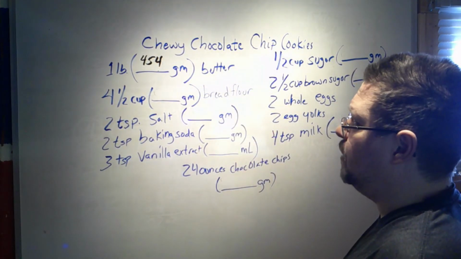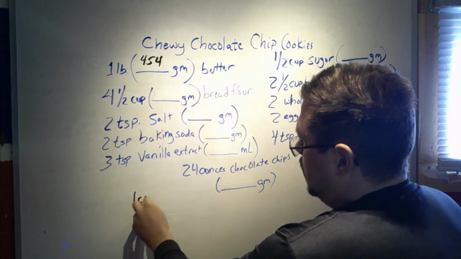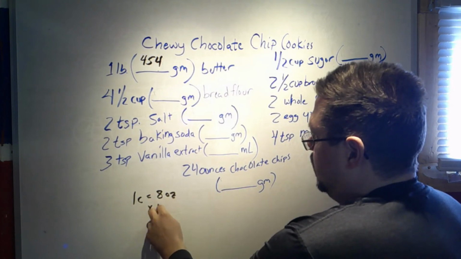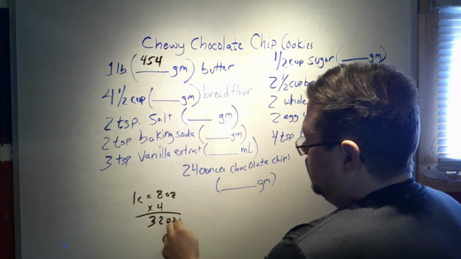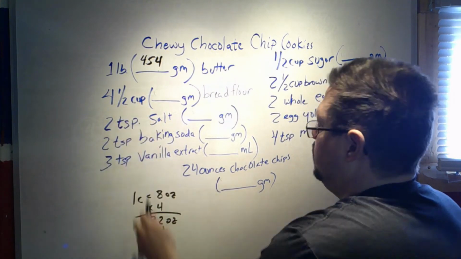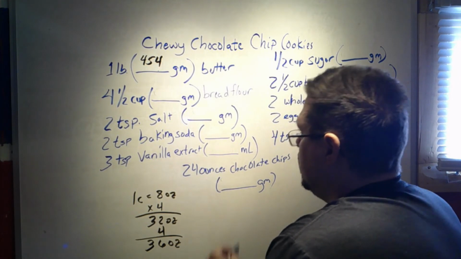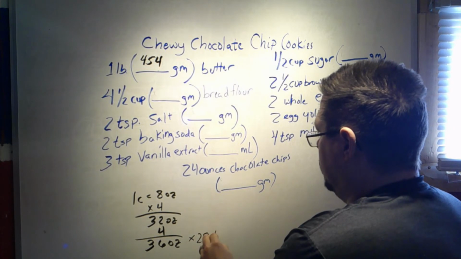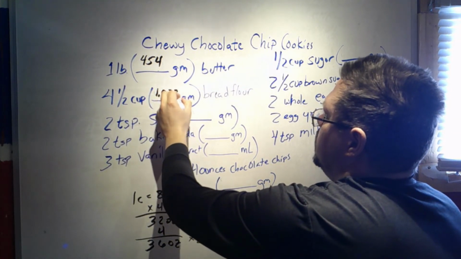4.5 cups of bread flour. And again, remember, 1 cup is equivalent to 8 ounces. You have 4 of those, so we are going to have 32 ounces in terms of the full cups. And then we have another 4 for this half cup. So a total of 36 ounces. This works out, if you multiply by the 28.4, to just around 1,022 grams.